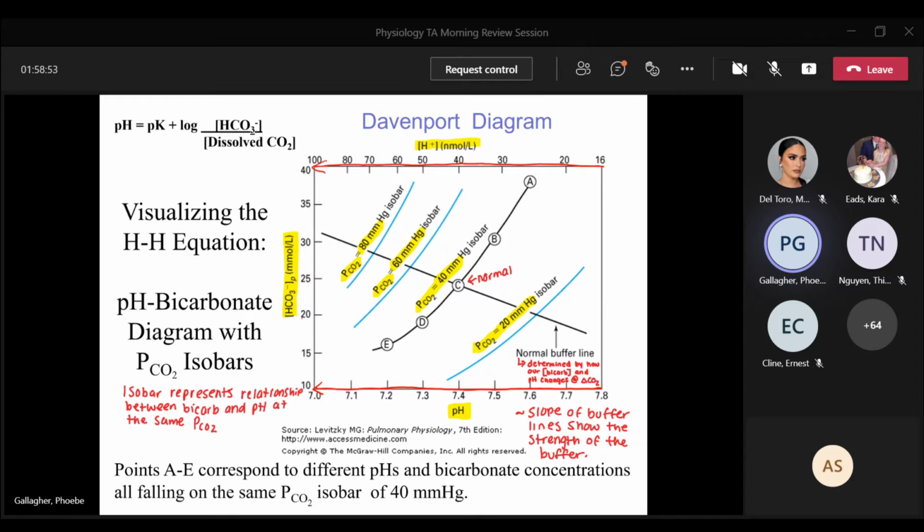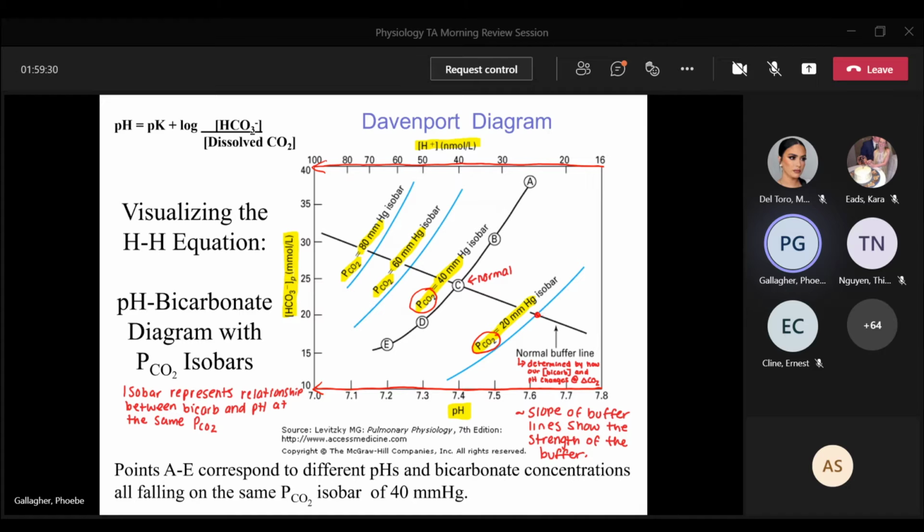And then on your y-axis, you have your bicarbonate concentration. So each of these lines represents a different PCO2. So we're also considering the concentration of CO2 in this graph. So if we have a low CO2, we would expect our blood to be more alkaline. So here's our normal buffering line. So this is typically how well our bicarbonate buffer works by itself.